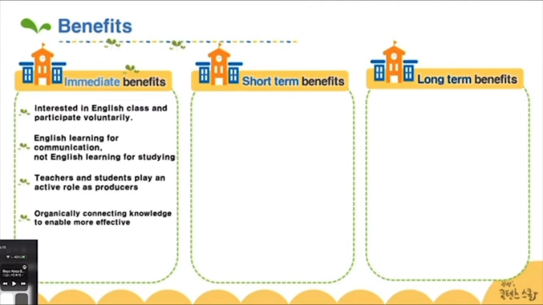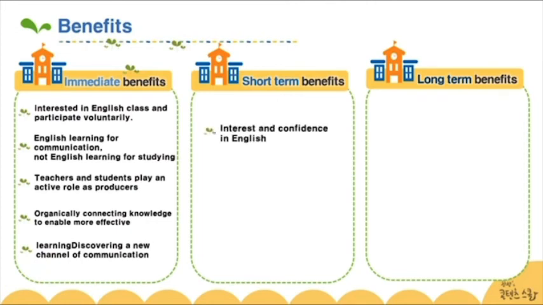Discovering a new channel of communication. They can find a new window to communicate with people, like Zoom and Gather Town, in an era that is becoming untouched by the corona situation. Second, the short-term benefits. Interest and confidence in English. The experience of using English to create a resultant reality will make children interested in English and confident.